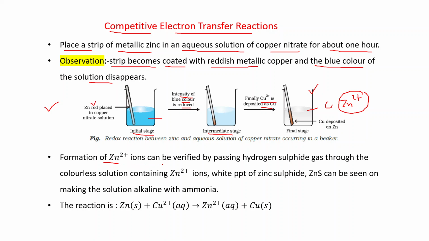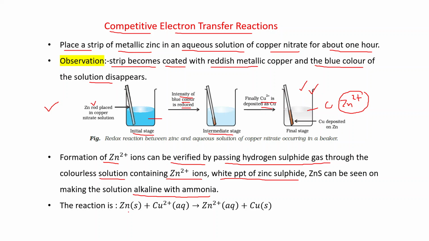Formation of Zn2+ ions can be verified by passing hydrogen sulfide gas through the colorless solution containing Zn2+ ions. Then a white precipitate of zinc sulfide, ZnS, is formed on making the solution alkaline with ammonia. It means first we add ammonia to this solution to make it alkaline. Then if we pass H2S gas and get a white precipitate of zinc sulfide, it confirms that Zn2+ ions are present in this solution.